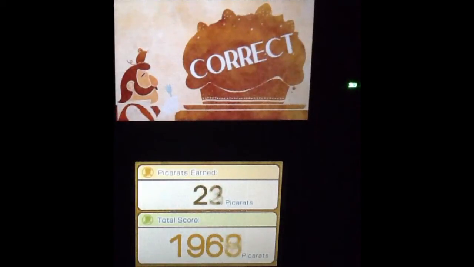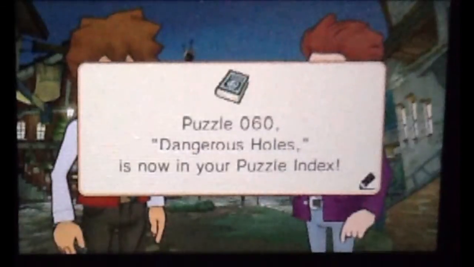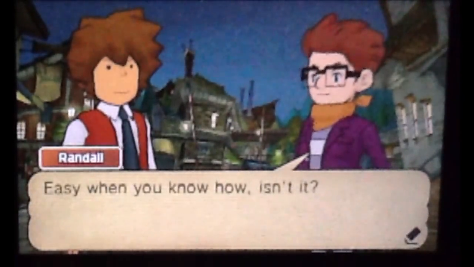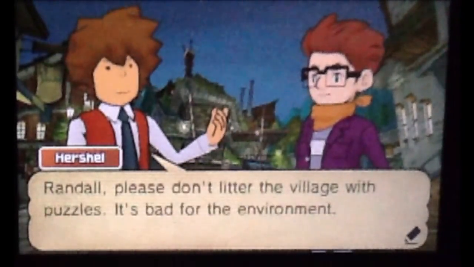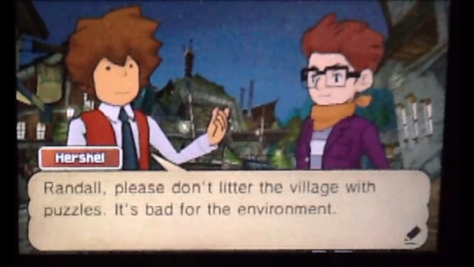Puzzles can be quite fun. Yes, Randall, don't litter your puzzles everywhere. Randall, you are seriously causing concerns among the people in this village.